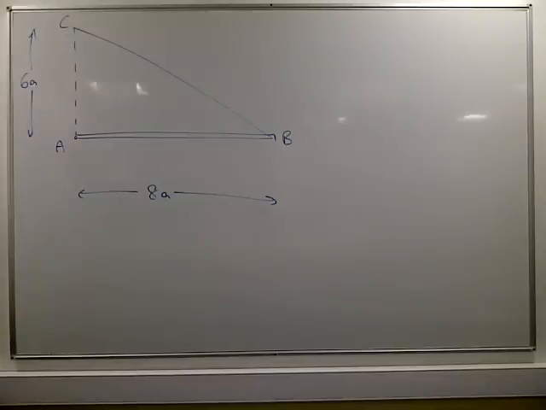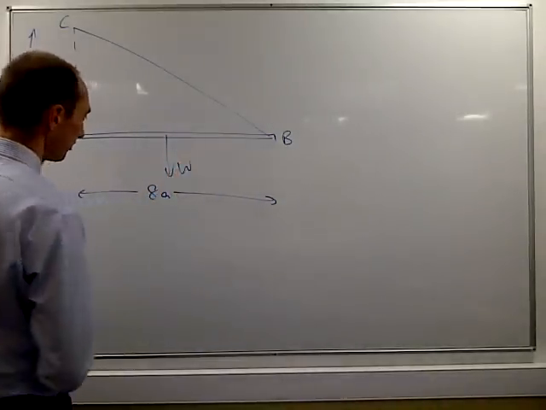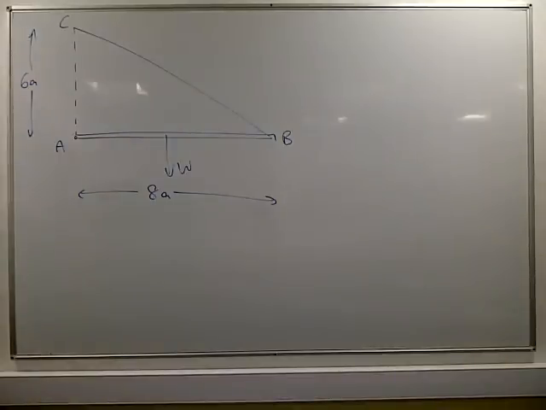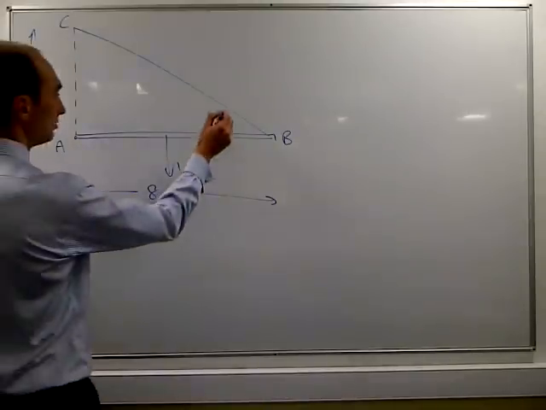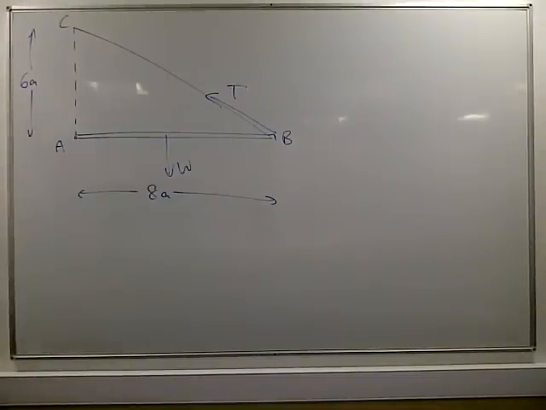Now then, this question is about forces, so I'll draw all the forces acting on the rod on the diagram. First, the rod has a weight, W, and that force acts in the middle of the rod because it's a uniform rod. Secondly, there's a tension in the string acting along the string. And thirdly, there's a force on the rod from the wall.